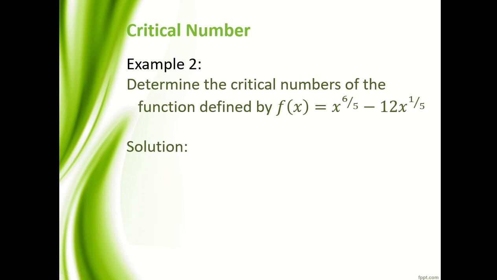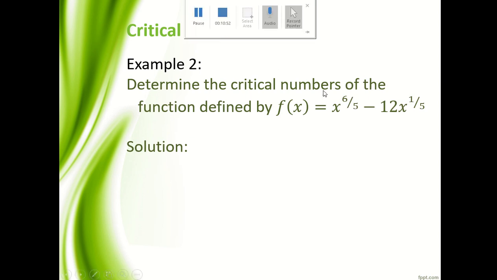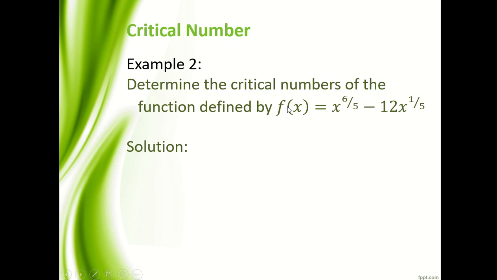Now another example, example number 2. Determine the critical numbers of the function defined by f of x equal to x to the power 6 divided by 5 minus 12x to the power 1 over 5. So again, our procedure here is to solve for f prime of x, differentiating with respect to x. Alright, so for the first term we apply the power rule. The power will go down, so we have 6 divided by 5 times x to the 6 divided by 5 minus 1, so that is 1/5.